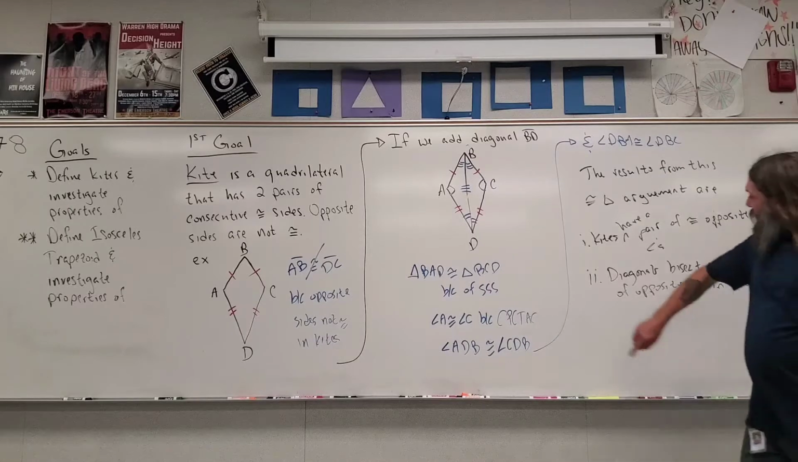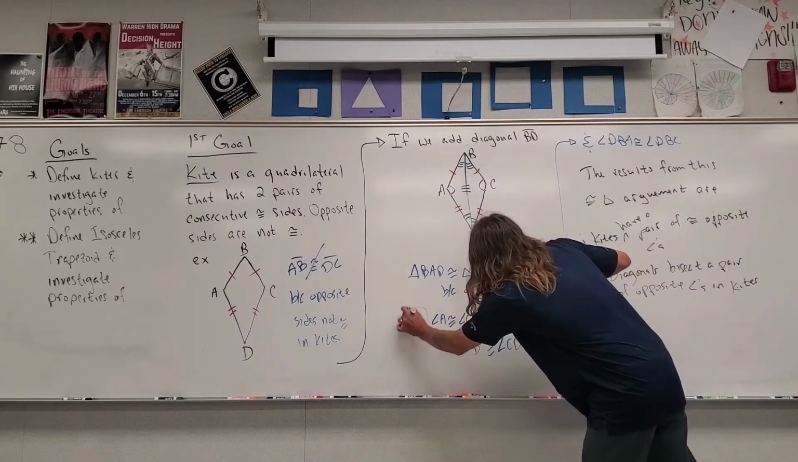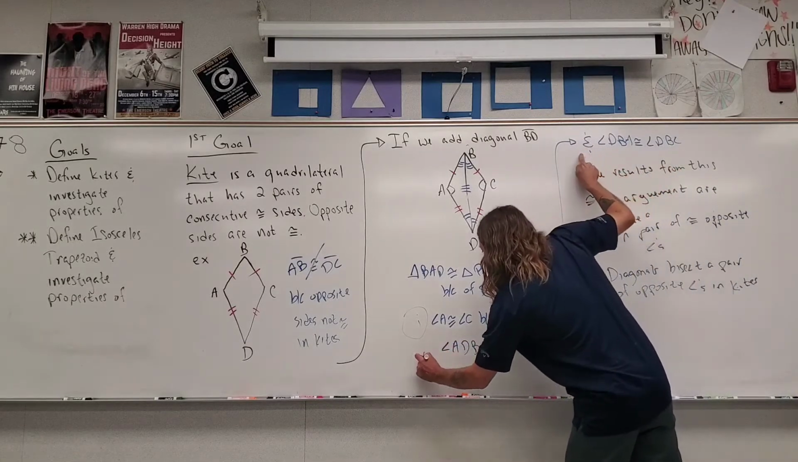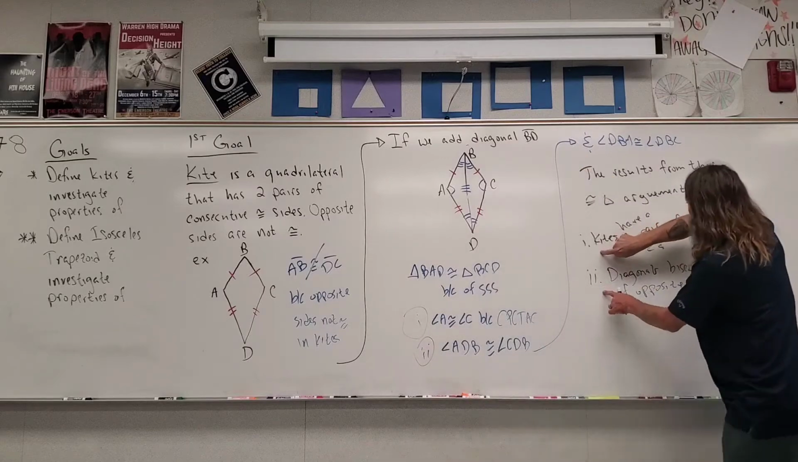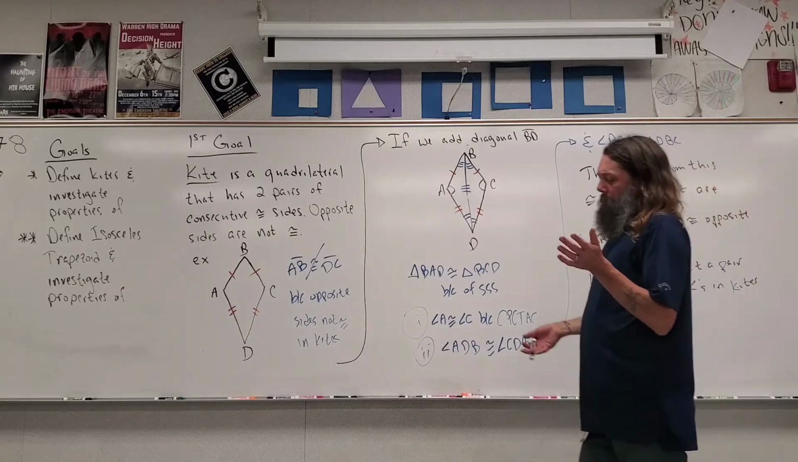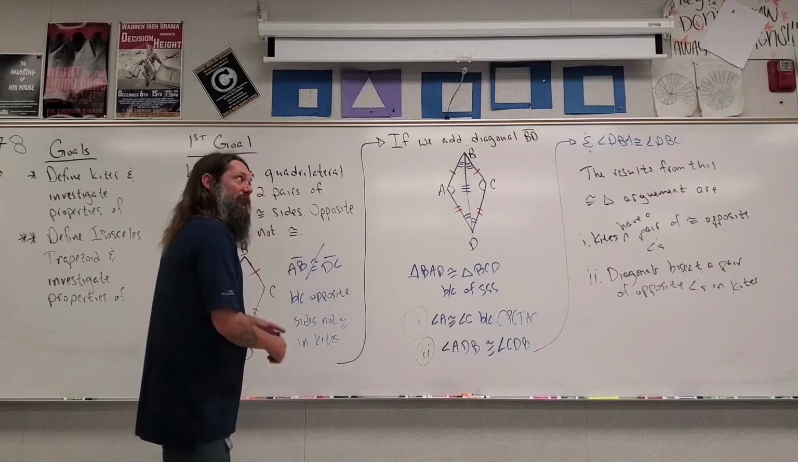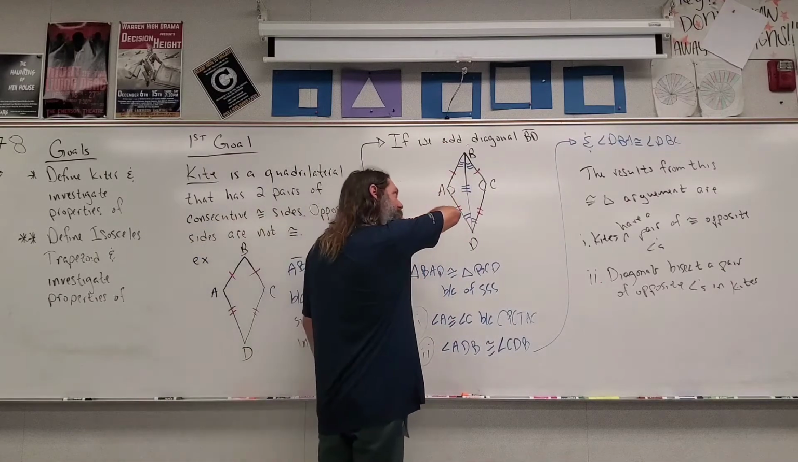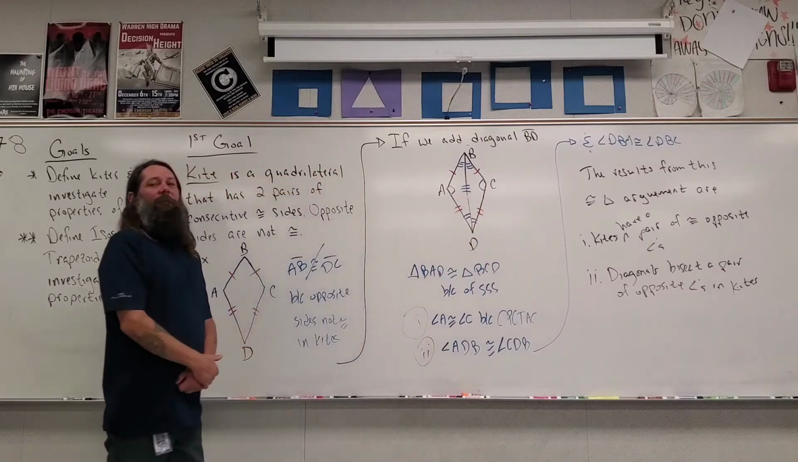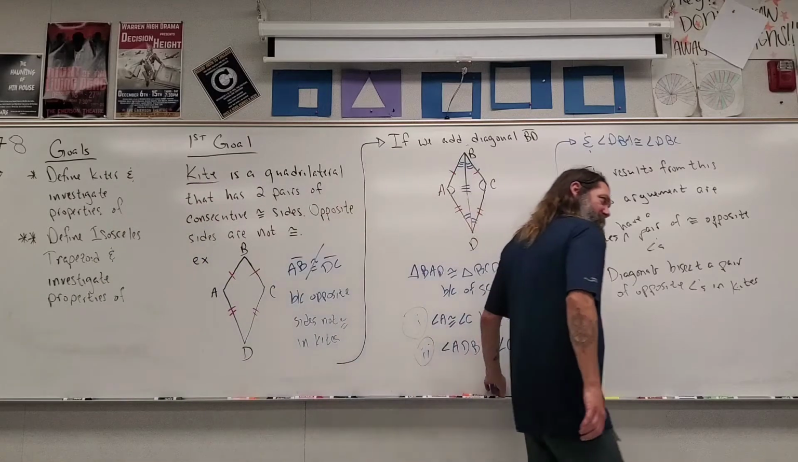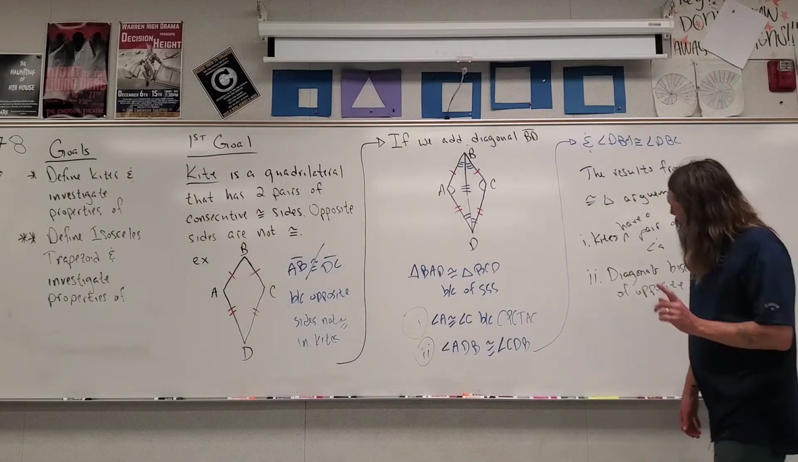So this right here is the conclusion for this, and these guys right here are the conclusion for this. All right. So this is what we got by adding one diagonal. Now, if I was not to have diagonal BD and in fact create diagonal AC, we would actually not be able to get congruent triangles.